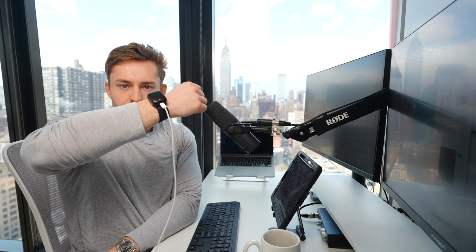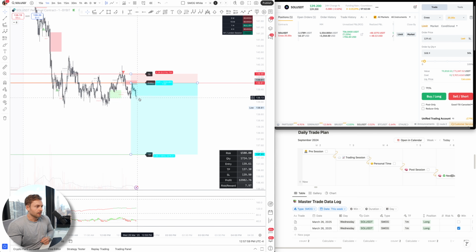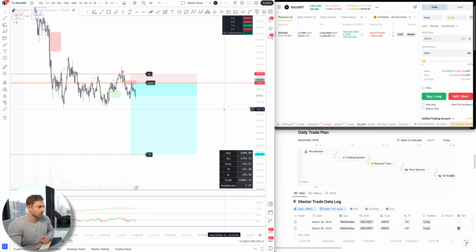Let's see. Also, I have my Whoop plugged in because I forgot to charge it, and I'm a nut, so I'm roped in right now. And it looks like we won't get a risk reduction here on this candle close.